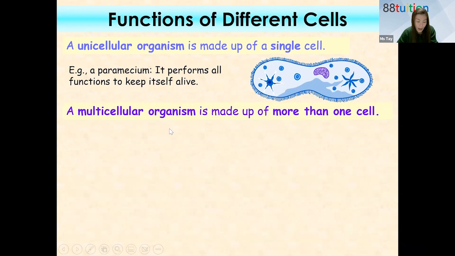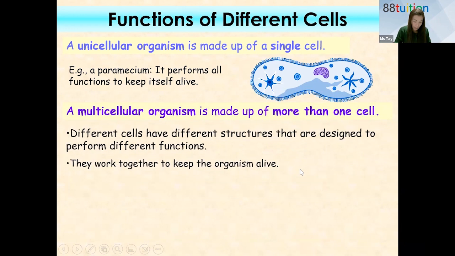All right. We are multicellular organisms because we are made up of more than one cell. And our different cells have different structure and they perform different function. So they must work together to keep us alive.